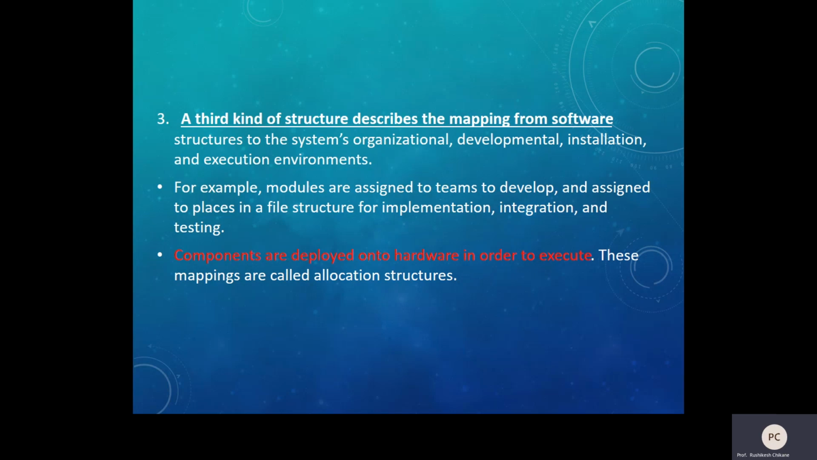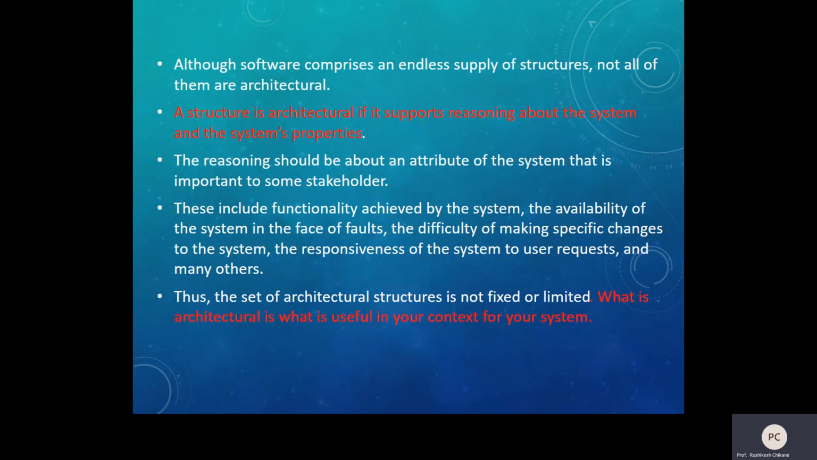So here we have learned three types of structure. The first structure is the module structure, which is the static structure. The second is the dynamic structure, and the third is the mapping structure, which is the allocation structure. Although software comprises an endless supply of structures, not all of them are architecture.